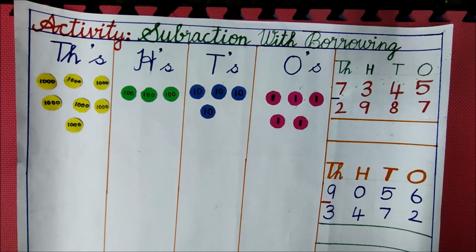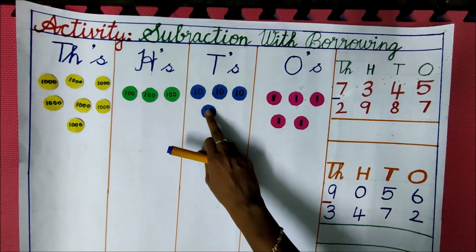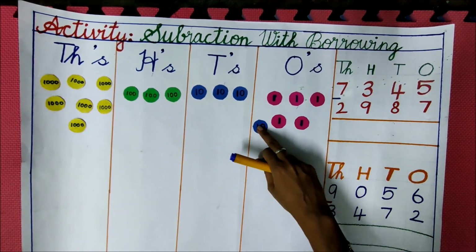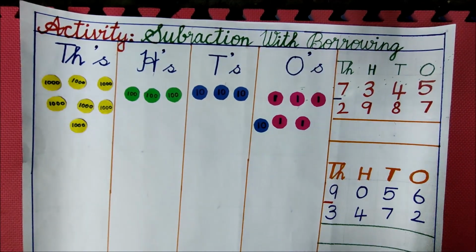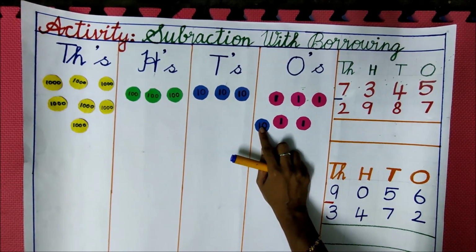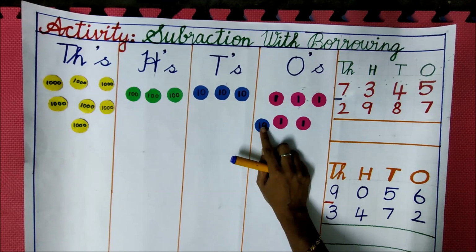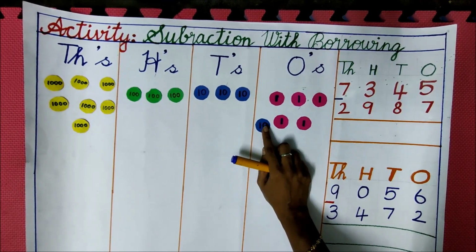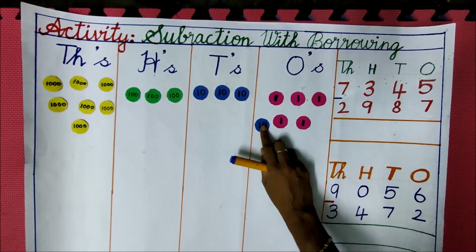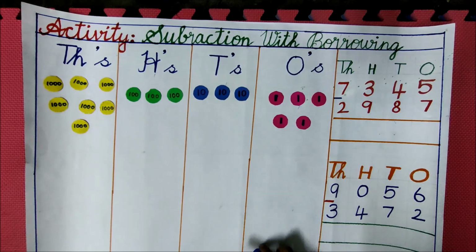So what do you have to do? You have to borrow 1 ten. So this ten should come to ones place. You have to borrow 1 ten. So 1 ten is equal to 10 ones. You already know 1 ten is equal to 10 ones. So instead of this ten, I am going to keep 10 ones.